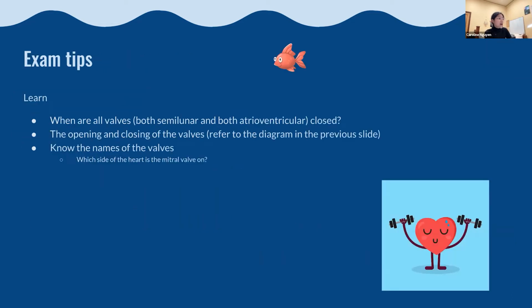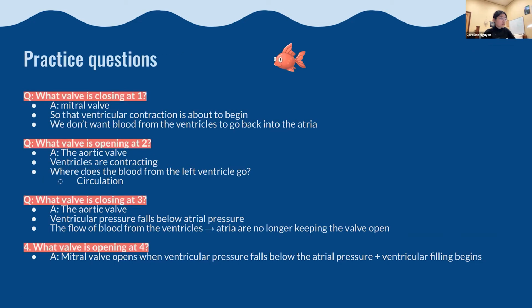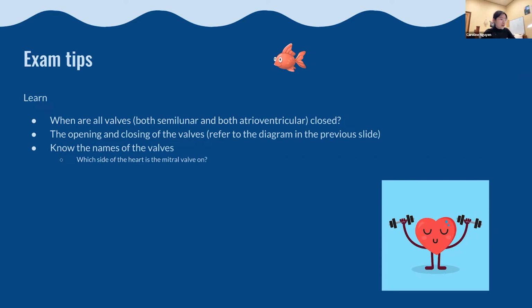Okay, and so with my tips for this section, if you want for exam revision: 1, learn when the valves are closing, both semilunar and both atrioventricular valves. Also remember mitral and tricuspid valves will close at the same time, open at the same time, and the semilunar valves open and close at the same time. 2, learn the opening and closing of the valves in reference to this diagram. The answers are here. And 3, know the names of the valves. Don't confuse between bicuspid and tricuspid. Know which side it's on, and then you should be fine for this topic in the exam.